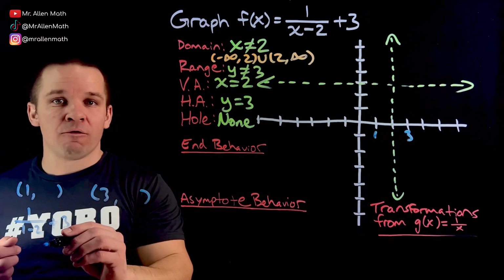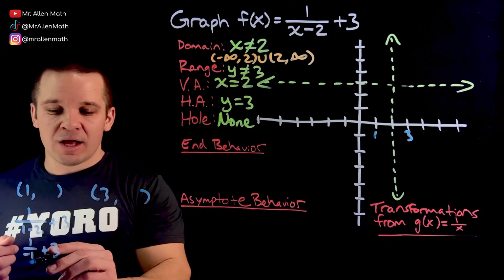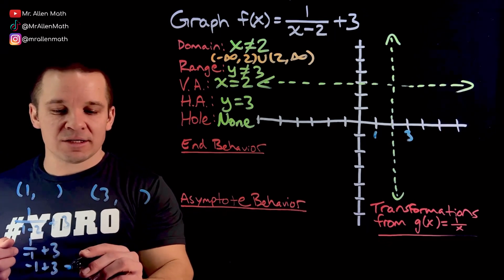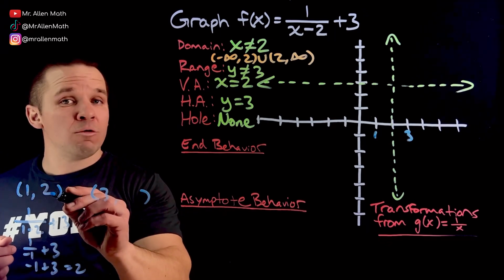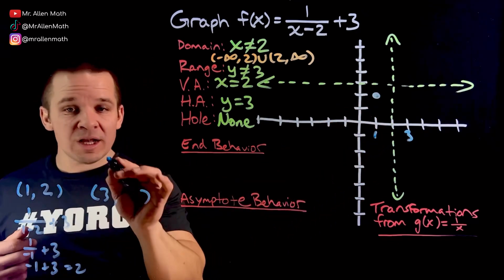Well, what's 1 over 1 minus 2? That's 1 over negative 1 plus 3. And then I'm going to have negative 1 plus 3 is positive 2. So 2 would be my ordered pair. 1, 2, right there. Same deal with 3.